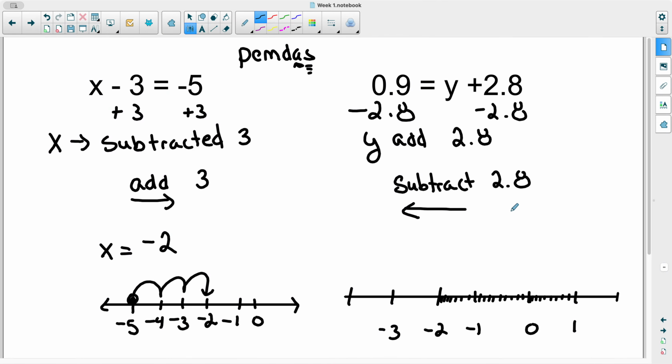But where do we go to the left from? So we start at 0.9, which is roughly right here, and we subtract by 2.8. So 1, 2, and then we have to go 0.8. So we're at negative 1.1 right here, and we're going to go another 0.8. So we go, I'm going to kind of zoom this in.